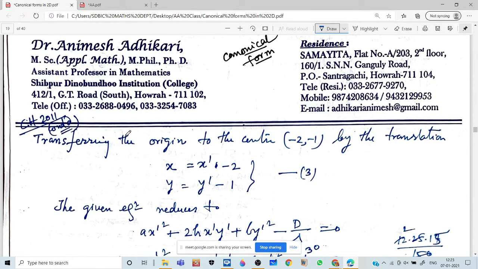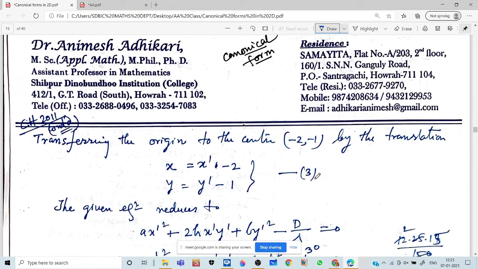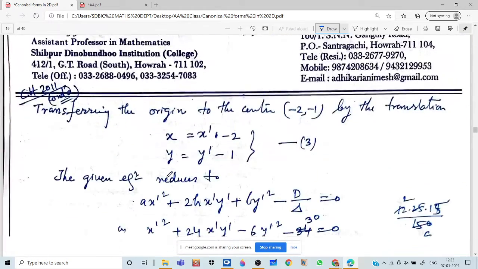And transform the origin to the center minus 2 minus 1 by transformation. We give an equation this equal to this.